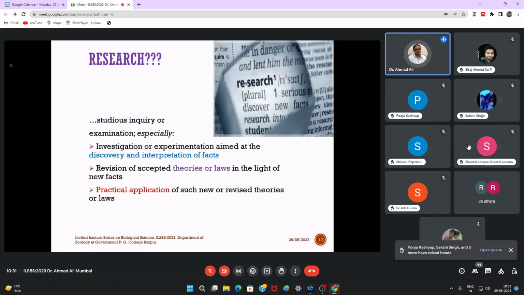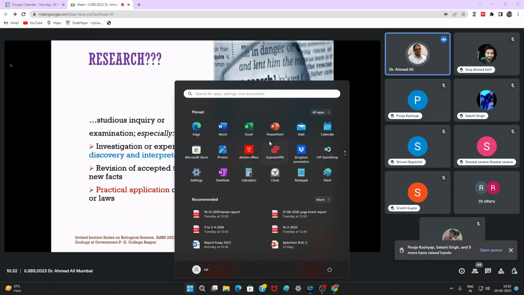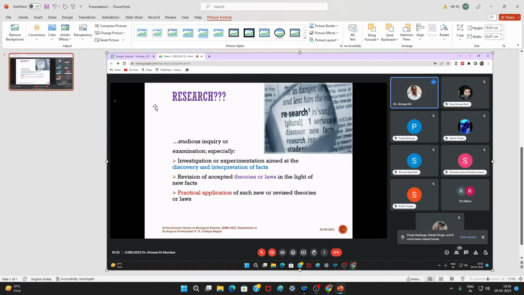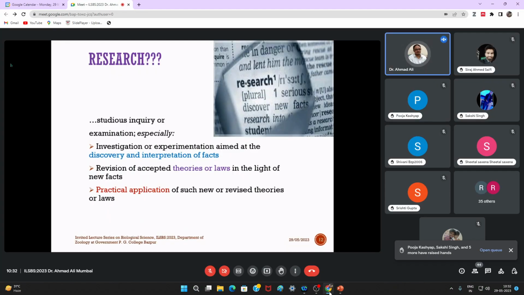Now one slide about this, because to generate knowledge, the process which we adopt for creating knowledge scientifically is research. Research is studious inquiry or examination. You might have read about it, as you have research methodology now in most of the PG courses. The first topic which is taught is what is research. Research has a definition and a few criteria: it has to be accurate, comprehensive, unbiased, and a scientific method has to be adopted.